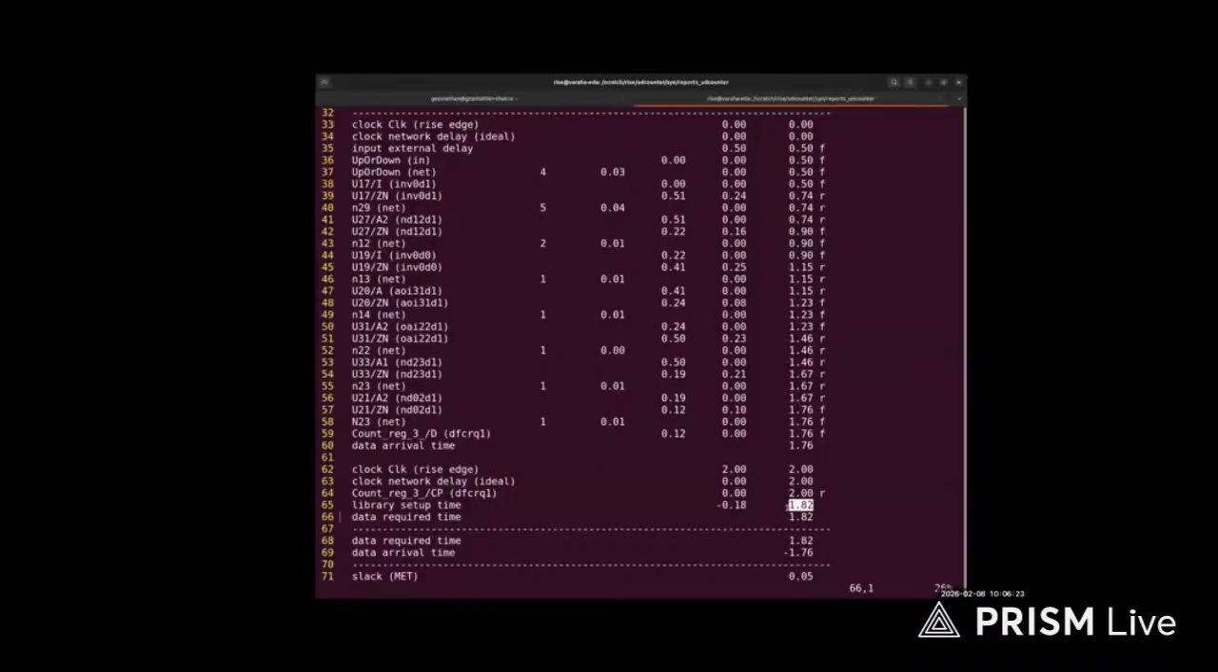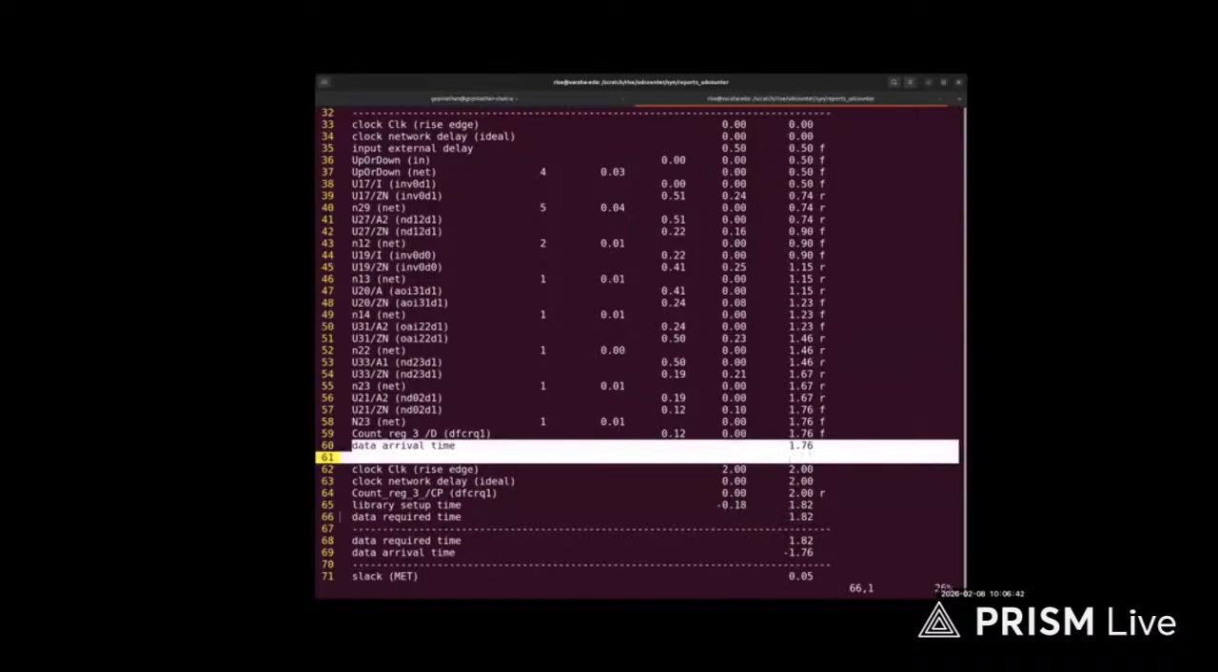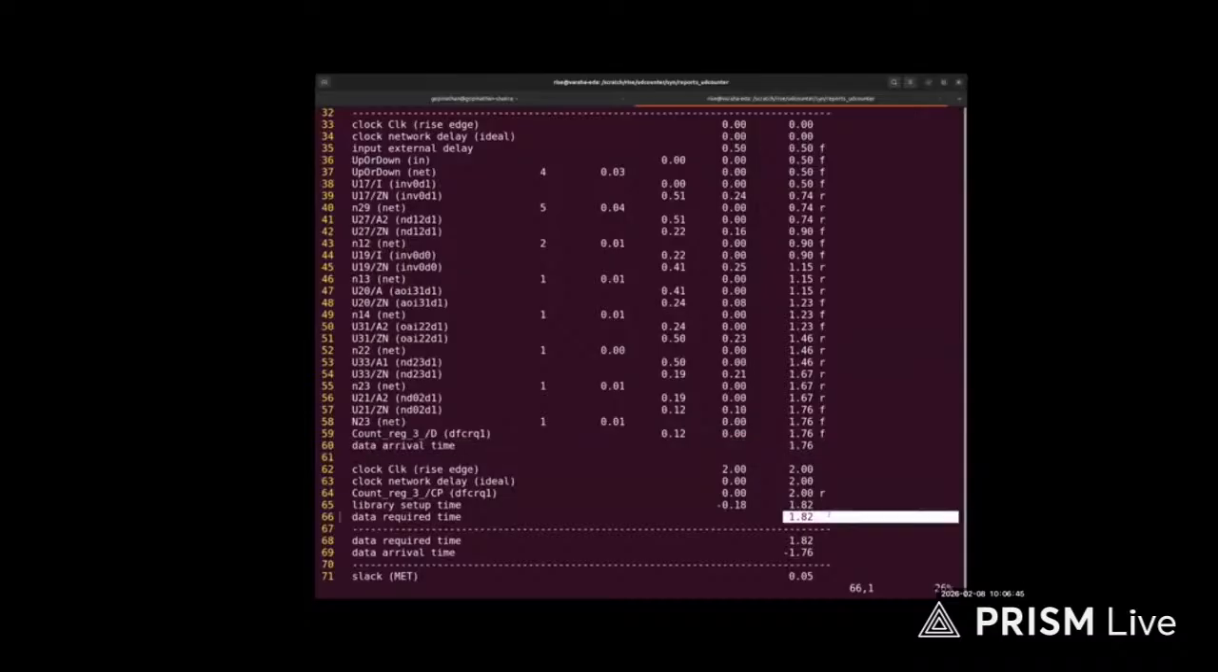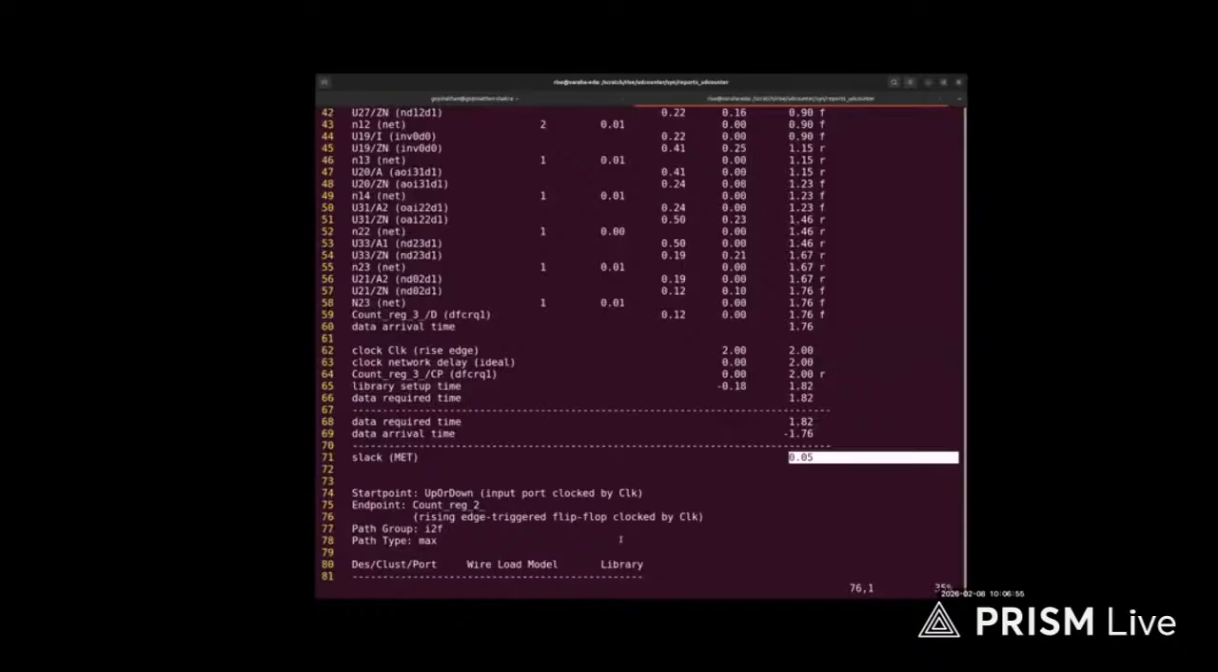Sorry, it's 2 minus 0.18. Totally you have 2 nanosecond as the time period. In that, library setup time is 0.18, so you have 2 minus 0.18. Your available time is only 1.82. And your data is arriving at 1.76. So 1.82 is the only available time for you. If you subtract 1.76, you will have 0.05 as your slack. Is that clear?